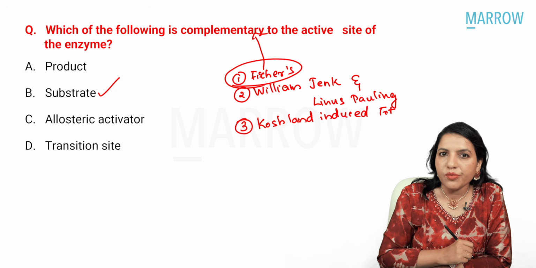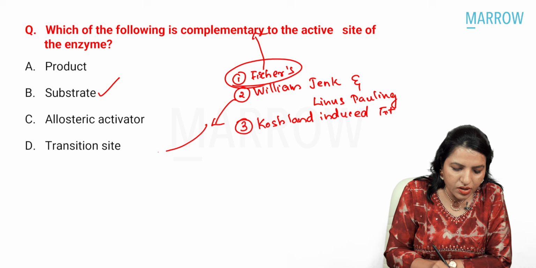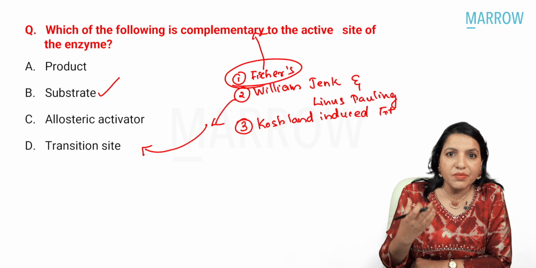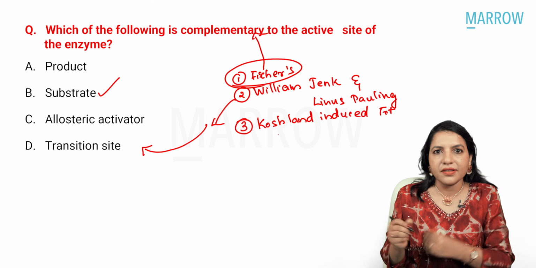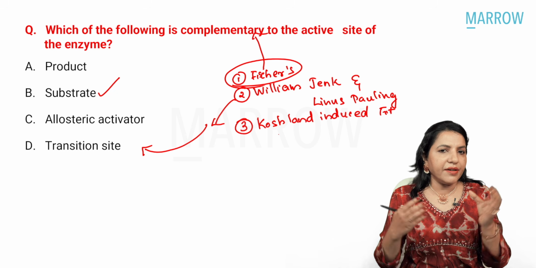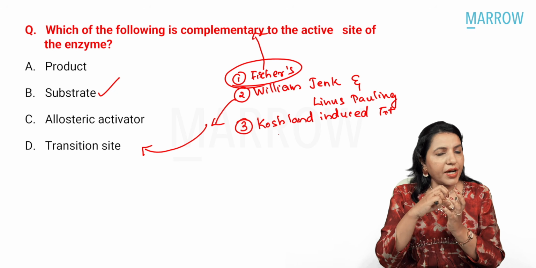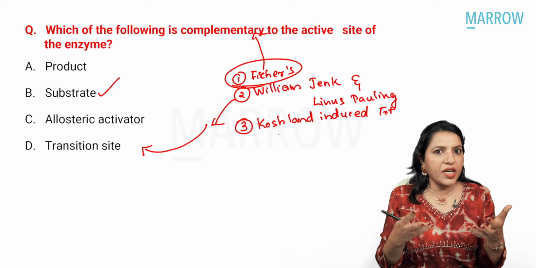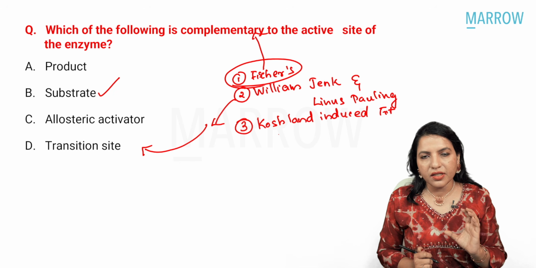What about William-Jenck? The William-Jenck is saying that the active site of the enzyme is complementary to the transition state, so that maximum products are produced. Then Koch-Lenz induced fit theory is saying that it is just like wearing a glove, where there is no complementarity between the substrate and the active site, but when the substrate binds to the active site, it induces some changes in the active site so that it is fitting into this active site. So these are the three theories.